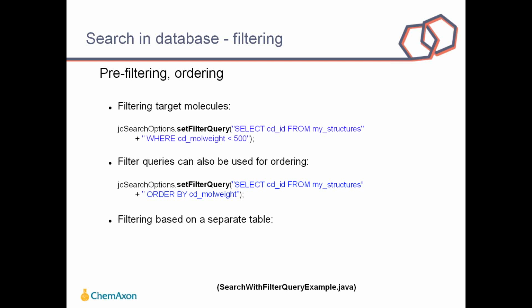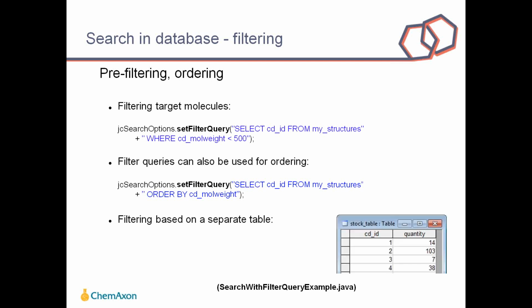And you can also use a joint table or not a joint table in the database, where we have a stock table that contains the quantity of the remaining structures in our stock. Then you can select those CD IDs from the stock table, not from the JChem table, but the stock table, where the quantity is bigger than 20, and your search will run only on these structures.